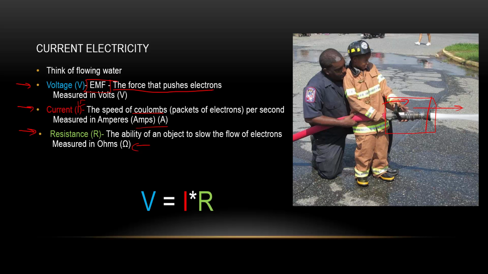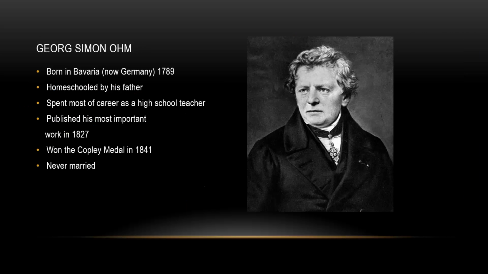And let's dive into that awesome law that Georg Simon Ohm created. And Georg is correct. It's not George without the G. It's Georg. Okay? Born in Germany, or what is now Germany, would have been Bavaria back then. He was homeschooled. Spent most of his career as a high school teacher. Published his most important work in 1827, won the Copley Medal in 1841. The reason he did not win the Nobel Prize is because the Nobel Prize had not been invented yet.